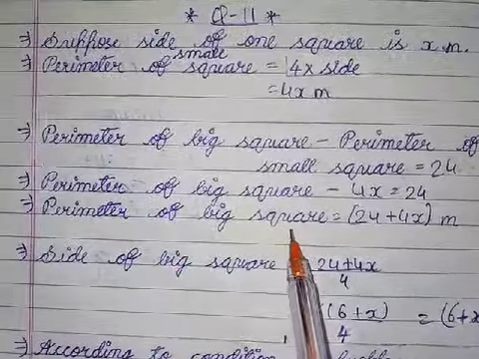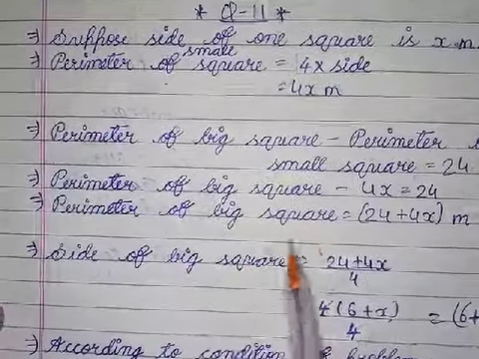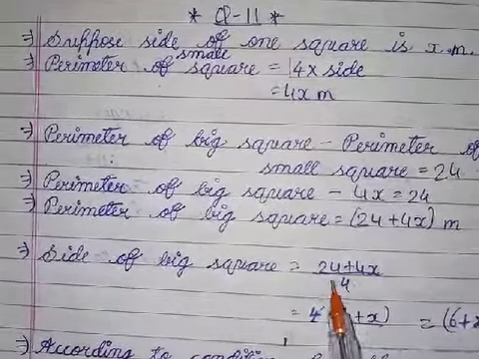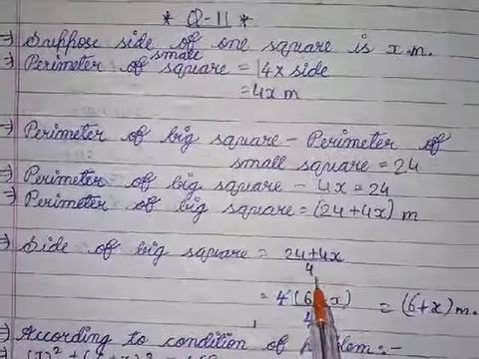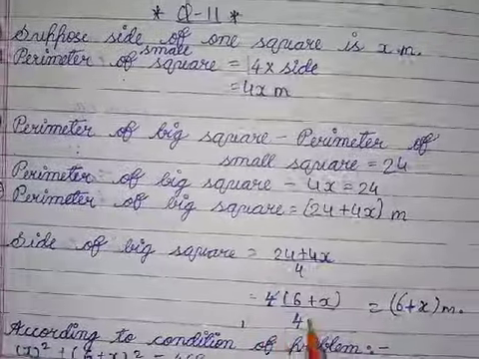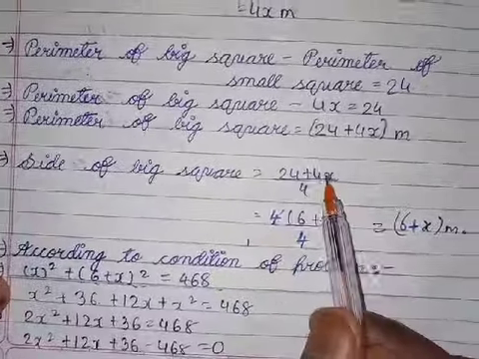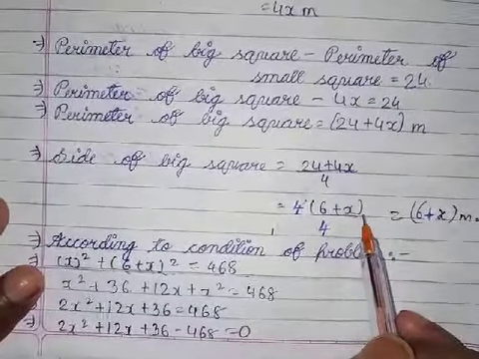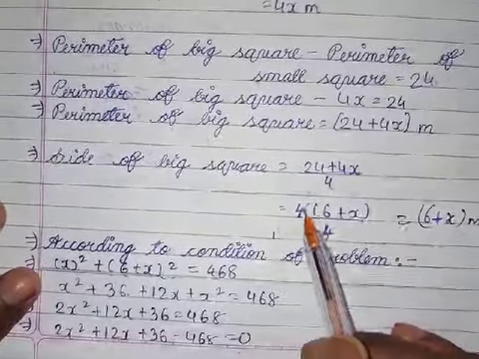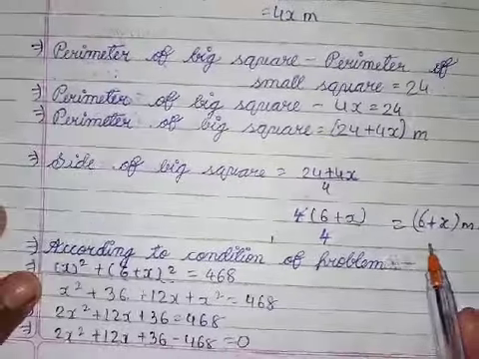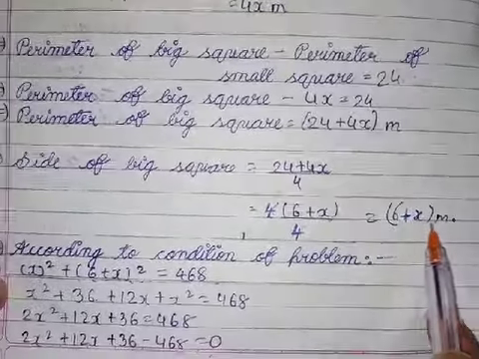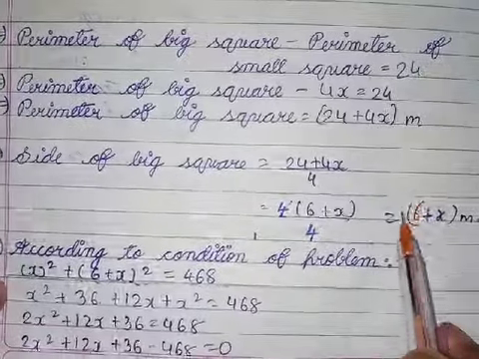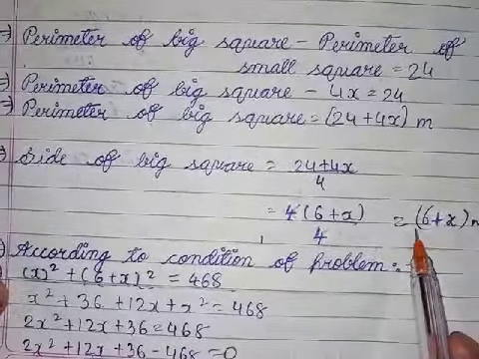If you want to find the side from the perimeter, you must divide it by 4. So the side of the bigger square is (24 plus 4x) divided by 4. If you take 4 common from the top and cancel it, it will be 6 plus x, and 4 will cancel out. Then what we get here is 6 plus x. So the side of the bigger square is x plus 6.